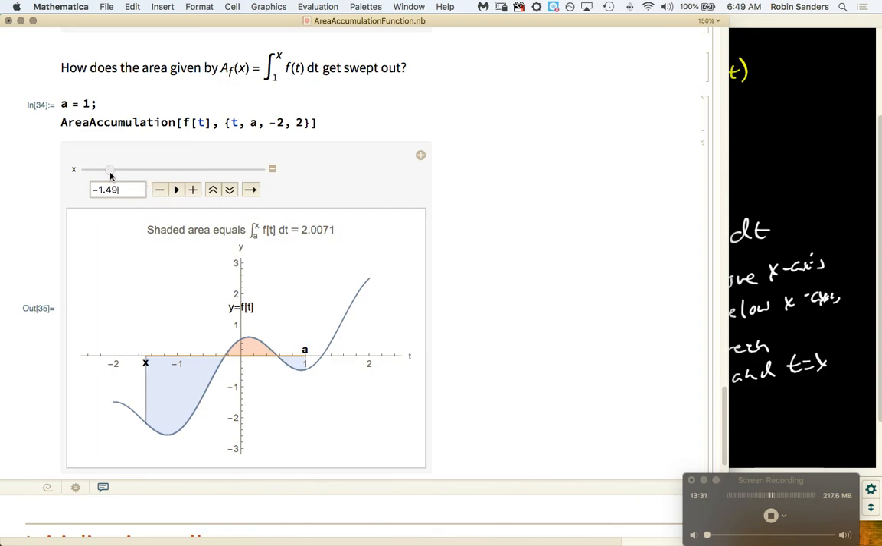Again, if I come back and look at this, when I'm in through here and this chunk of red is bigger than that chunk of blue, this particular integral is indeed negative as expected. So that gives you a basic introduction to how the area accumulation functions actually behave. We will look at this in much more detail in this week's lab.